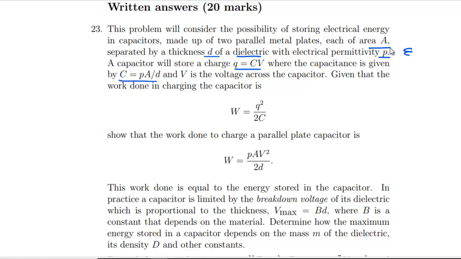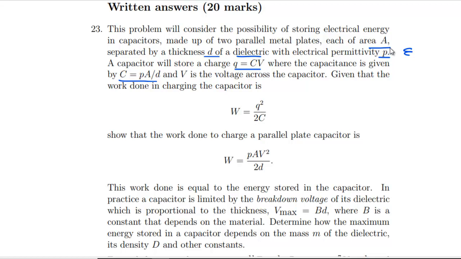V is the voltage across the capacitor. So capacitance, as we know from our studies of that, is how much charge we are storing per unit potential difference. So that's what we've got in this Q equals CV, just a rearrangement of the definition of capacitance. Given that work done in charging the capacitor is this, show that the work done to charge a parallel plate capacitor is this one. Right, okay, it looks like we're just subbing stuff in.